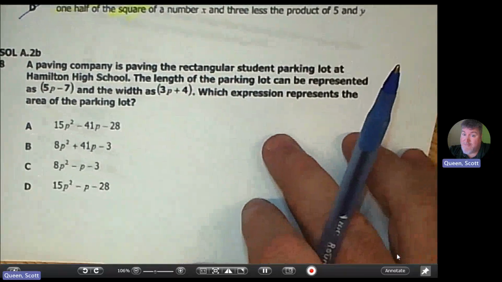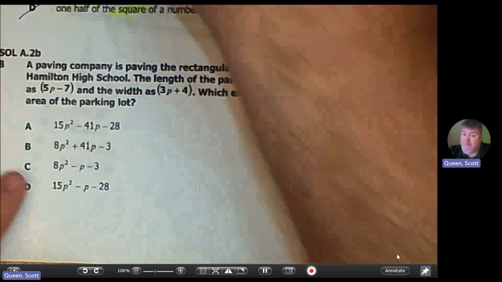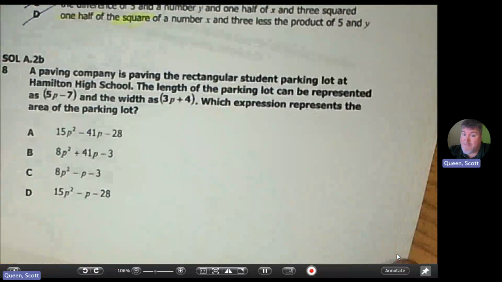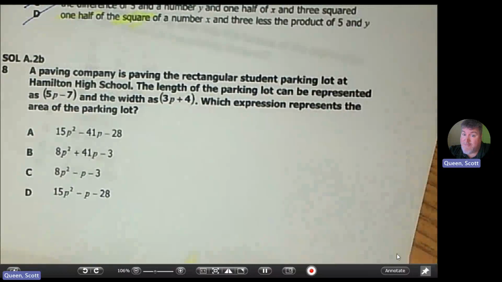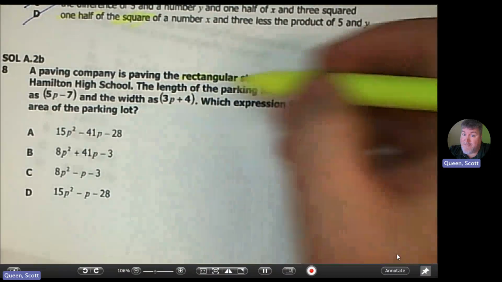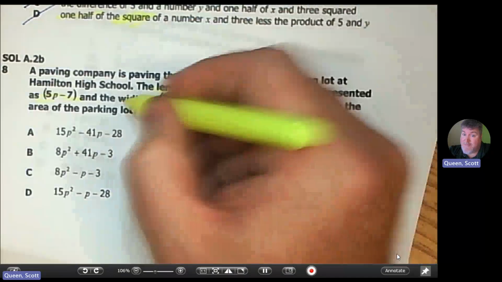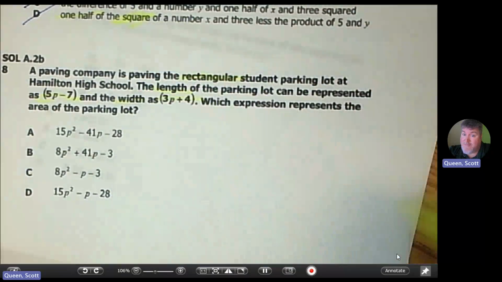All right, here we go with lots of words. Words are scary. Does that really mean it's hard? No, let's look for what's important. Paving company, I don't care about. I do care about this shape of a rectangle. Parking lot, don't care. The length of the parking lot can be represented as this in parentheses. The width can be represented as this in parentheses. Which expression represents the area?